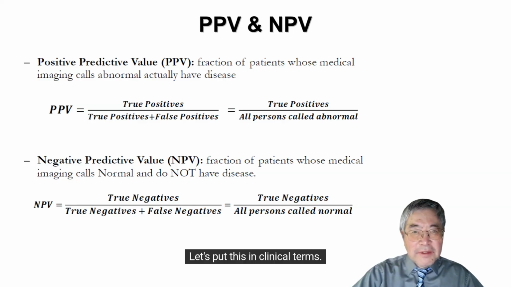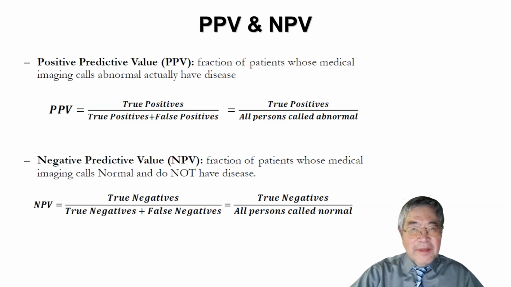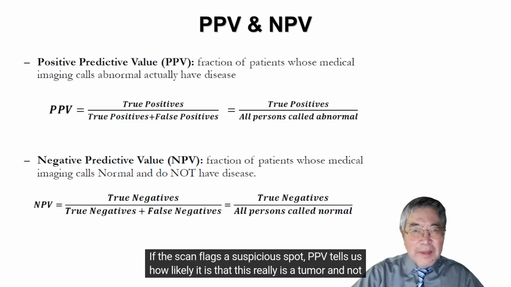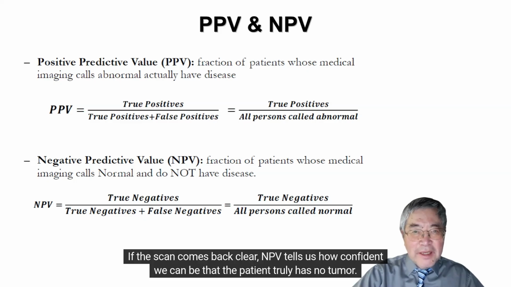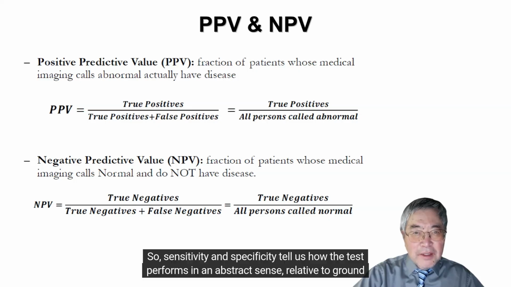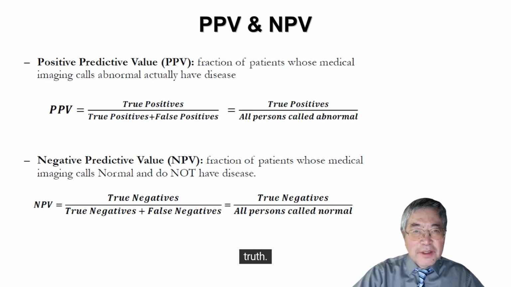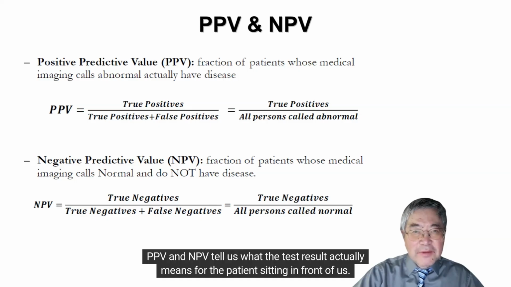Let's put this in clinical terms. Suppose we are using CT to detect a tumor. If the scan flags a suspicious spot, PPV tells us how likely it is that this really is a tumor and not just a false alarm. If the scan comes back clear, NPV tells us how confident we can be that the patient truly has no tumor. So, sensitivity and specificity tell us how the test performs in an abstract sense relative to ground truth. PPV and NPV tell us what the test result actually means for the patient sitting in front of us.